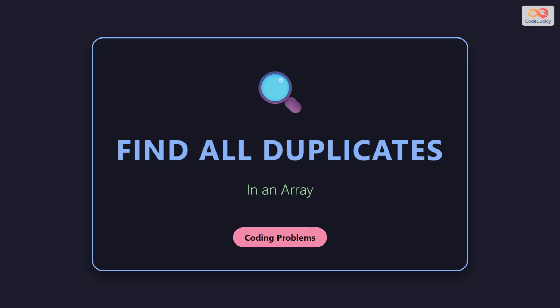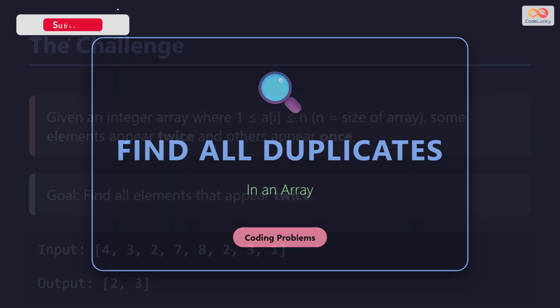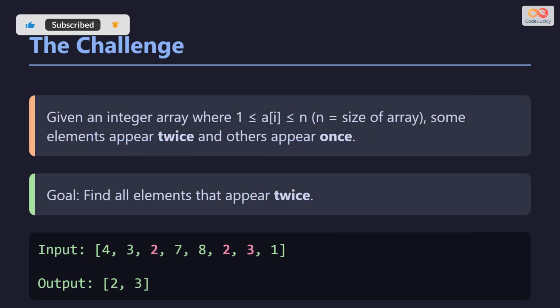Today, we are going to tackle a very popular interview problem, finding all duplicates in an array efficiently. Here is the challenge. You are given an integer array where the numbers are between 1 and n, where n is the size of the array. Some elements appear twice and others appear once. Your task is to find all the elements that appear twice. For example, in this input array, the numbers 2 and 3 appear twice, so that is our output.